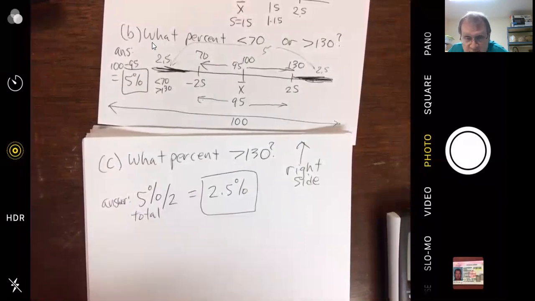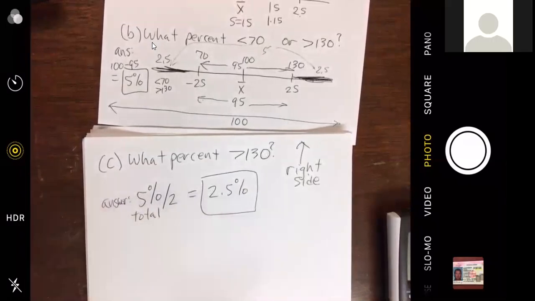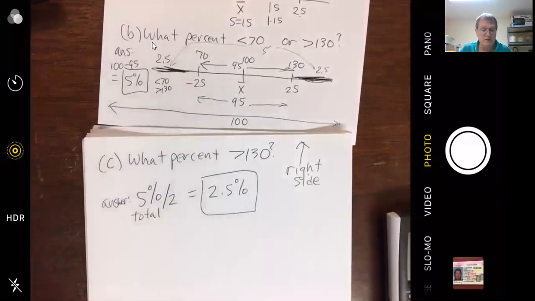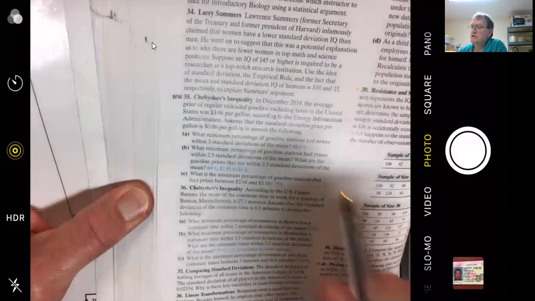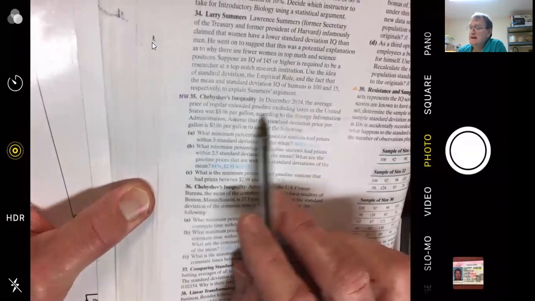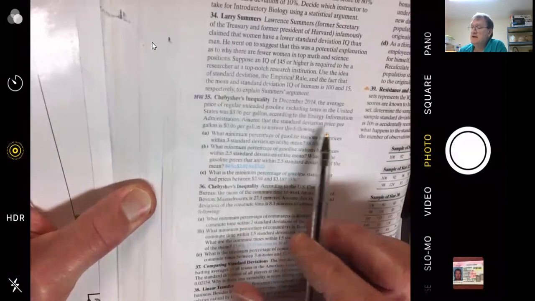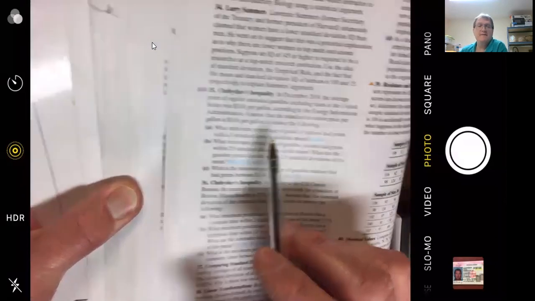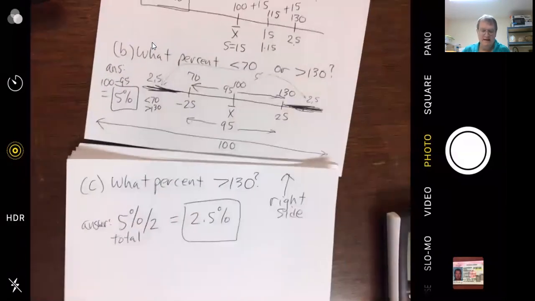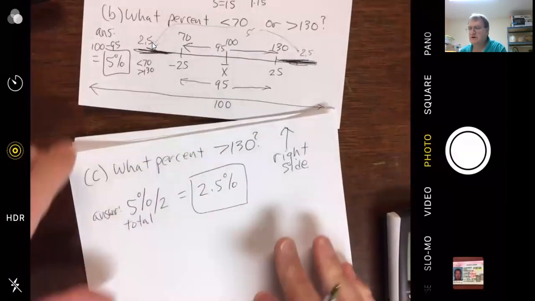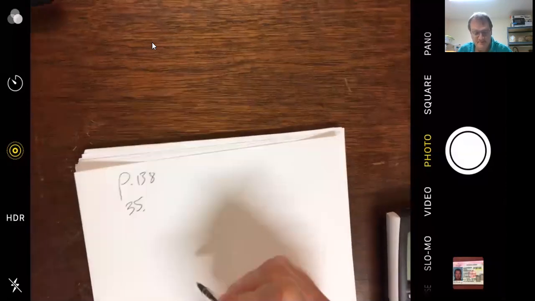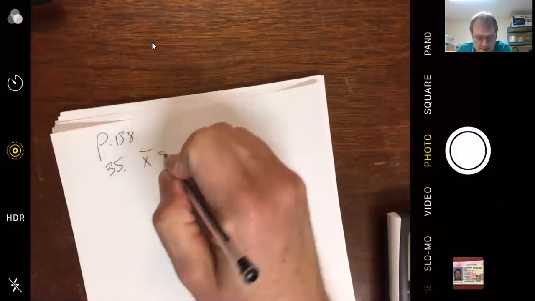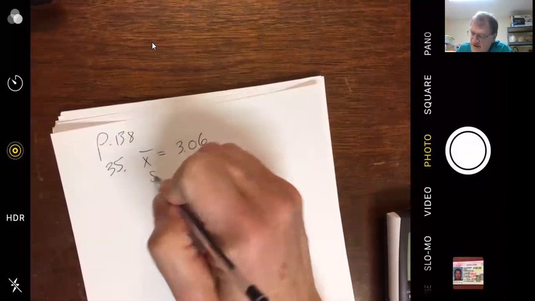Do you want to see a Chebyshev example? Yes, please. All right. I can see there's only one odd one anyway. It's 35. Back in December of 14, this could be an old book. Average price was 3.06 per gallon, standard deviation 0.06. I'm going to answer the following. Maybe I'll start a fresh sheet. 35, mean 3.06, standard deviation 0.06.